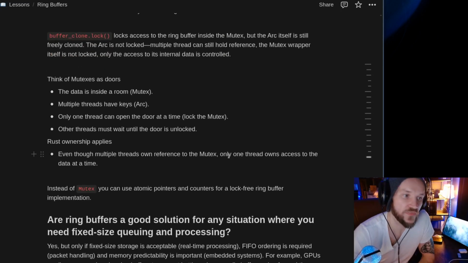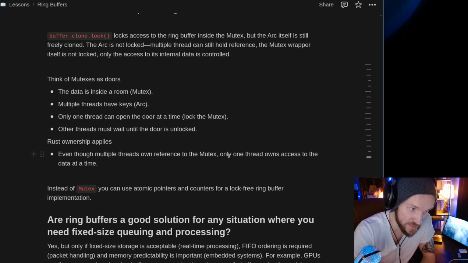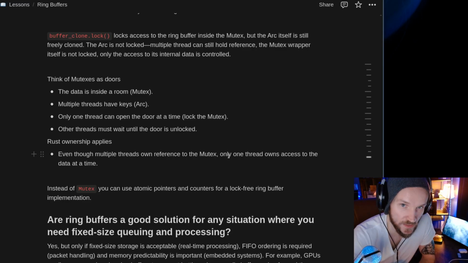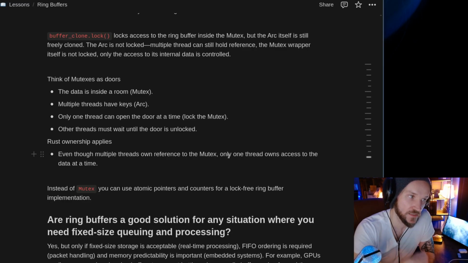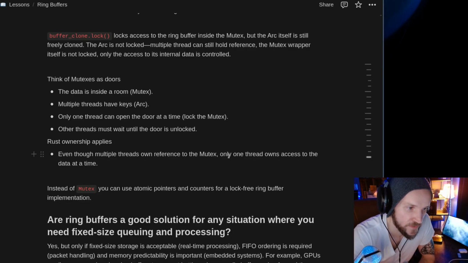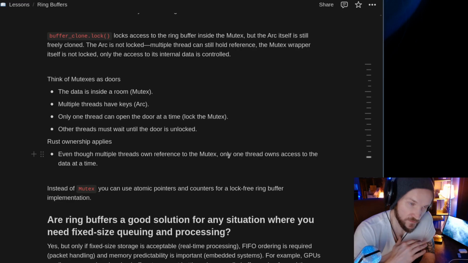And so once again, think of these mutexes as doors, right? So the data is inside a room, the mutex, multiple threads have keys, ARC, only one thread can open the door at a time. Locking the mutex, and then other threads gotta wait until the door is unlocked. So that thread goes in there, locks the door behind it, does its work, unlocks the door, hands the key to the next one, and they do the same thing. And so you have a bunch of threads that have their own references to the mutex, but only one can go in at a time.